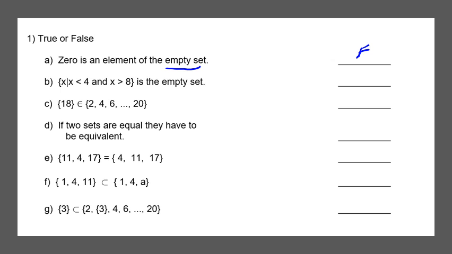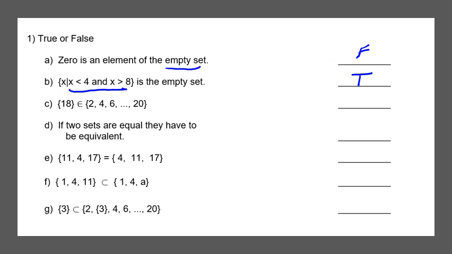B. This is a set in set builder notation. An element of the set satisfies these two conditions. It has to be a number less than 4, and it also has to be greater than 8. I know of no such number that is less than 4 and at the same time greater than 8. If this was OR, then there'd be a lot of numbers. So yes, this is the empty set.